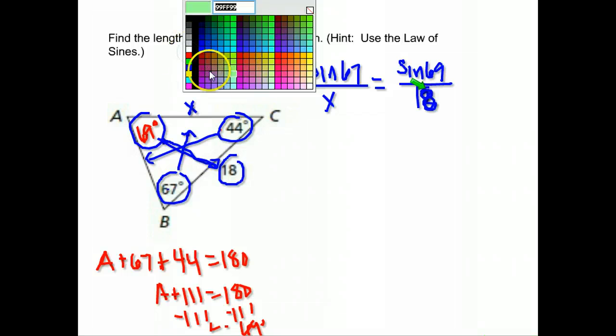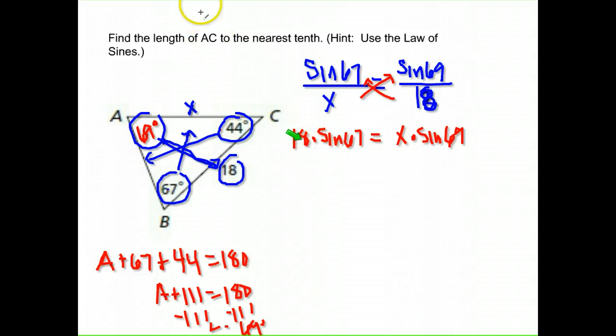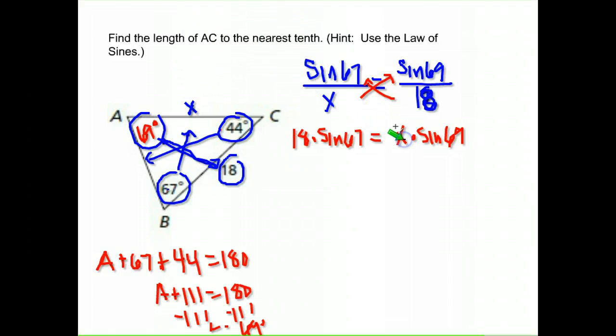Okay, so what do we do? We cross multiply. That gives me x times the sine of 69 equals 18 times the sine of 67. And I highly suggest putting the number in front when you're multiplying so you don't get it mixed up. I still need to solve this for x, and right now x is being multiplied by the sine of 69. So I do the opposite of multiplying by the sine of 69, and I divide by sine 69. Whatever you do on one side, you have to do on the other.